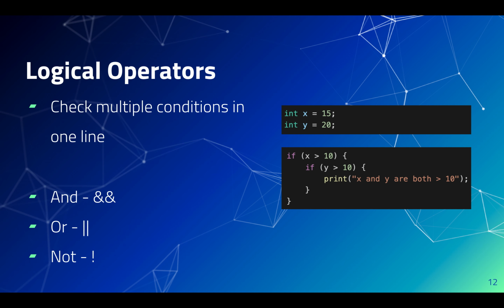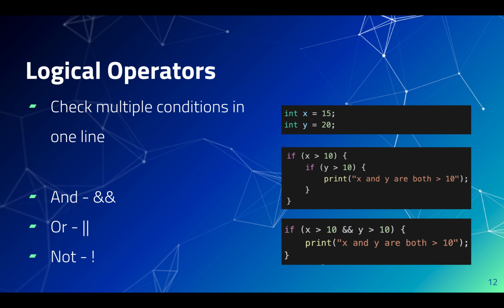We can use logical operators instead. In one if statement, we can connect multiple conditions using 2 ampersands to indicate and, or 2 vertical bars to represent or. These 2 pieces of code will do the same exact thing. The bottom one is checking if x is greater than 10 and y is greater than 10 all in one line. If we replace these ampersands with vertical bars like this, then it would be checking if x is greater than 10 or y is greater than 10, and then it would be printing x or y is greater than 10.